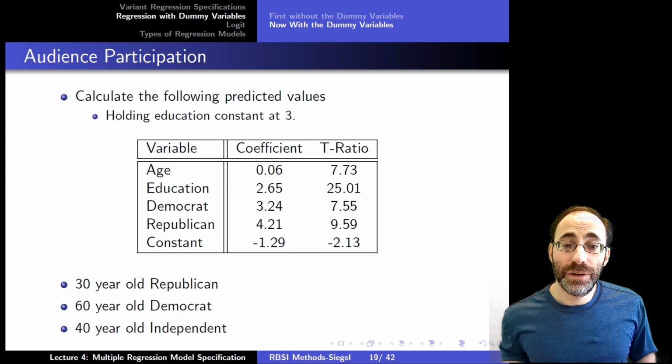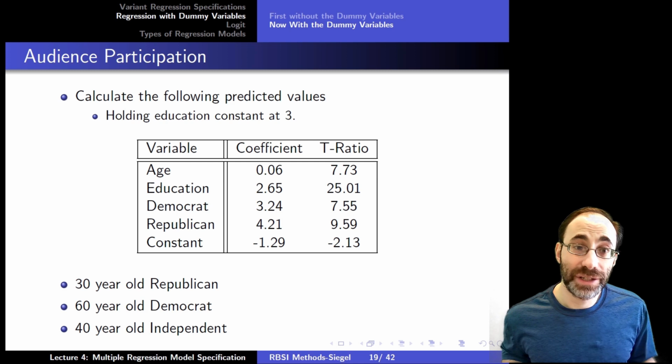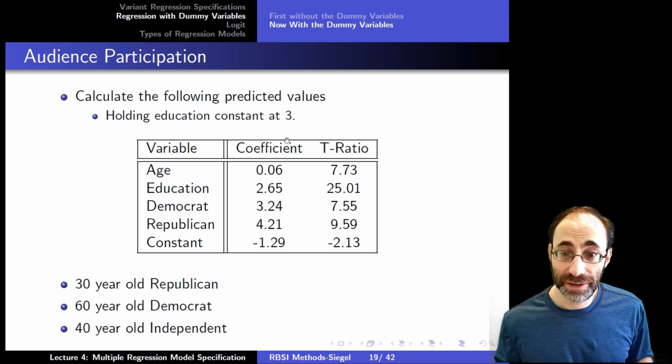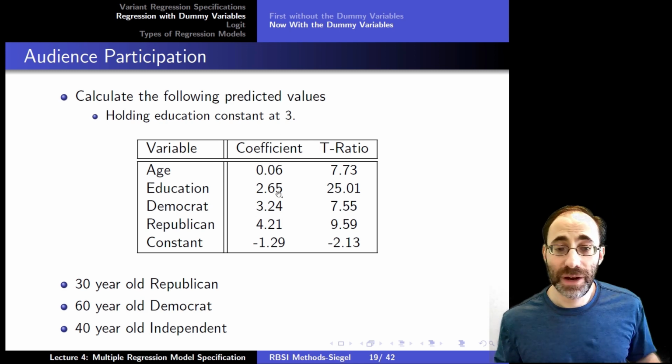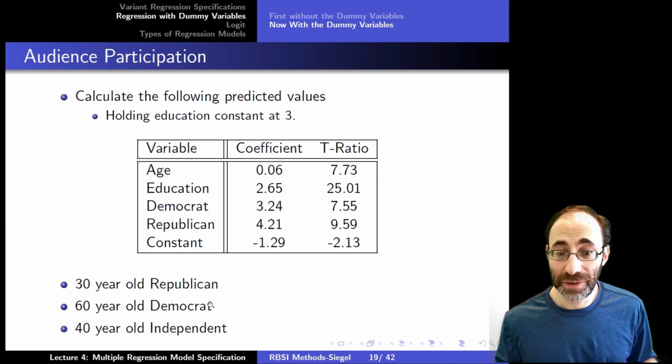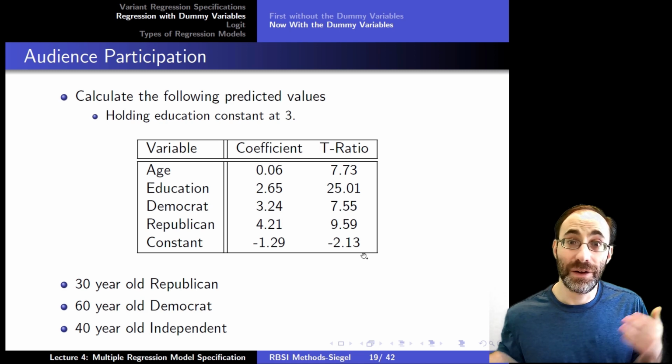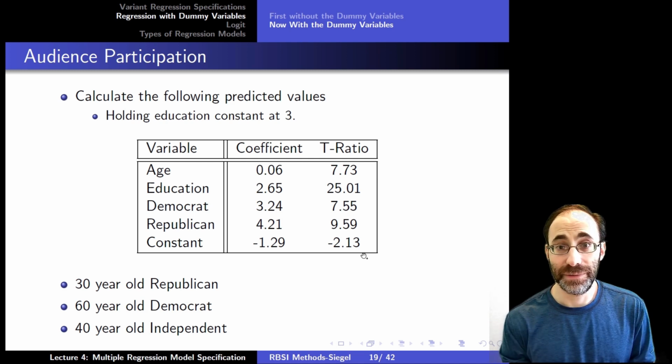Okay. So let's conclude with some predictions. Let's hold the education constant at 3, and then predict for a 30-year-old Republican, a 60-year-old Democrat, and a 40-year-old independent. And again, I'll pause so that you do that yourself before I flip to the next slide.